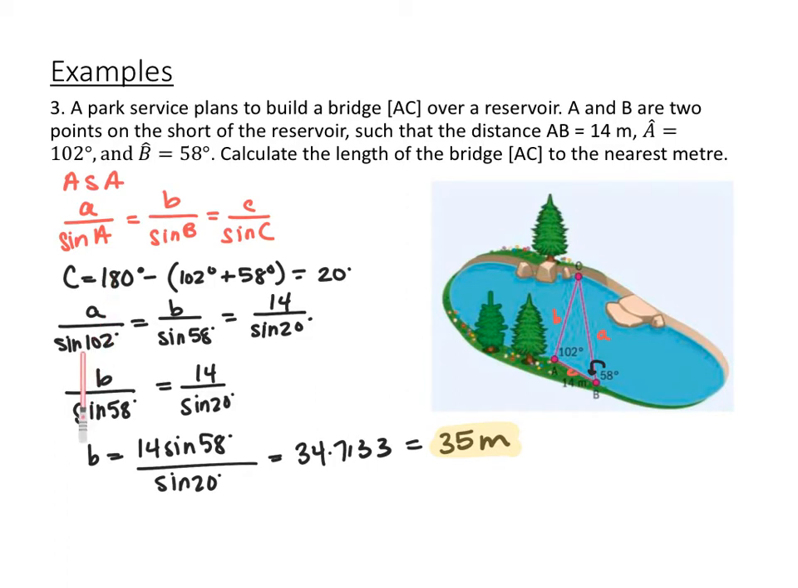So side A over sine of 102 degrees is equal to side B over sine of 58 degrees, which is equal to 14 over sine of 20 degrees. And then based on my picture, I want side B over here because that's side AC. So I took side B over sine 58 degrees is equal to 14 over sine of 20 degrees. I multiplied both sides by the sine of 58 degrees, plugged that in my calculator, and got, to the nearest meter, this bridge should be 35 meters.